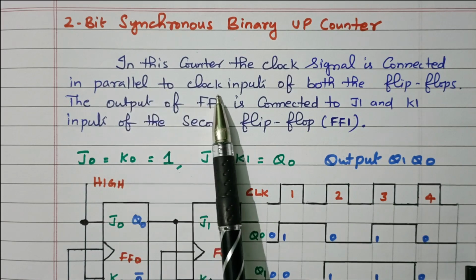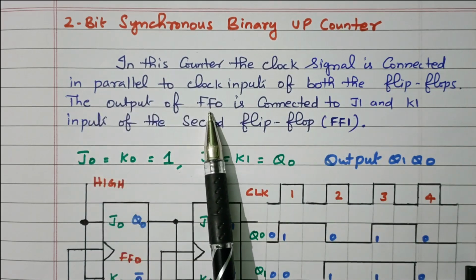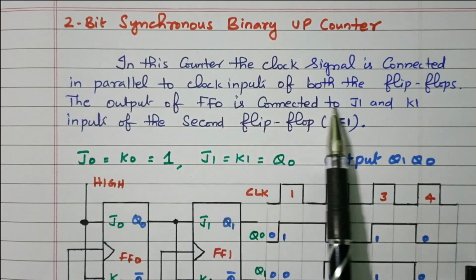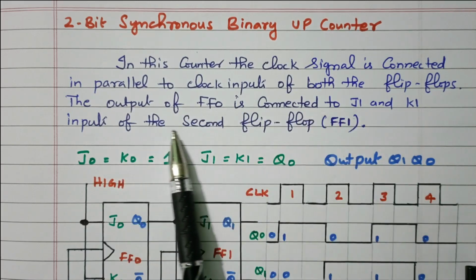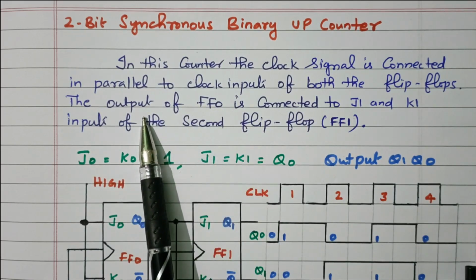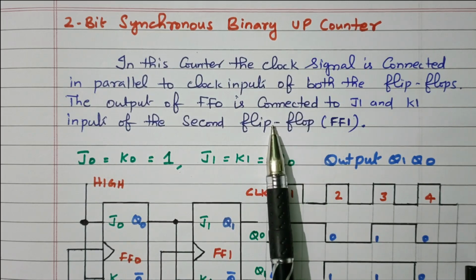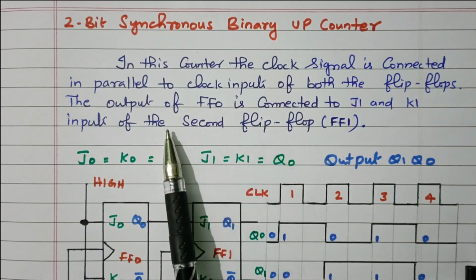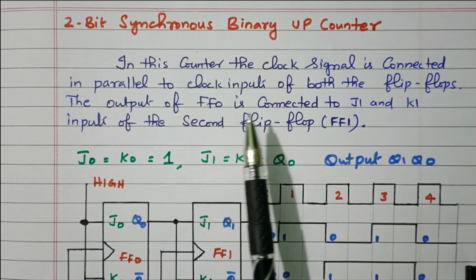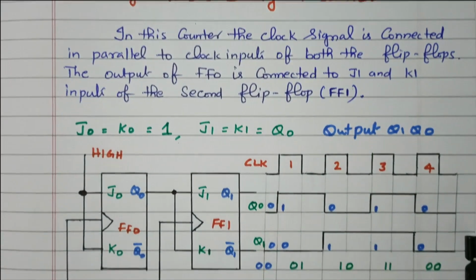Here the clock pulse is connected to both flip-flops. The output of flip-flop F0 is connected to the J1 and K1 inputs of the second flip-flop. Here the output from the first flip-flop is connected as an input of the second flip-flop. The clock pulse is the same, but the output from the first flip-flop is connected to the input of the second flip-flop. Right, now we'll see the logic diagram.